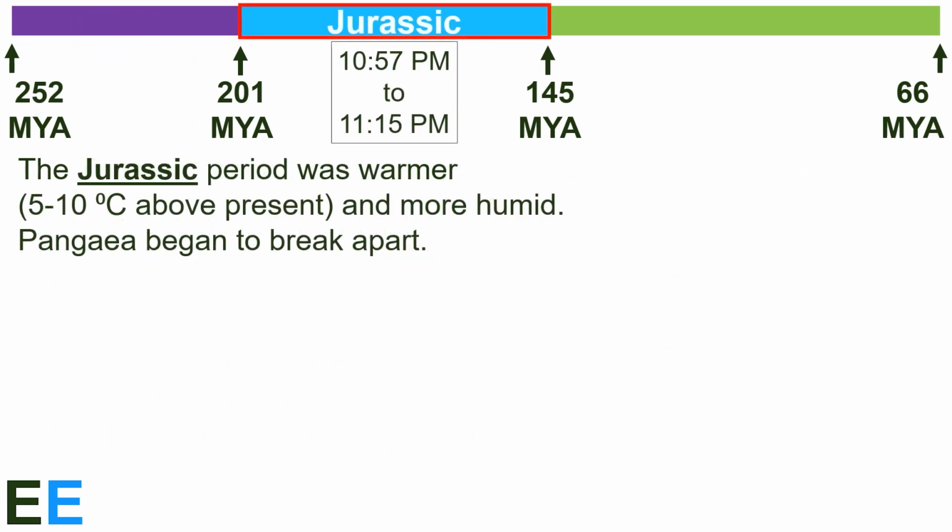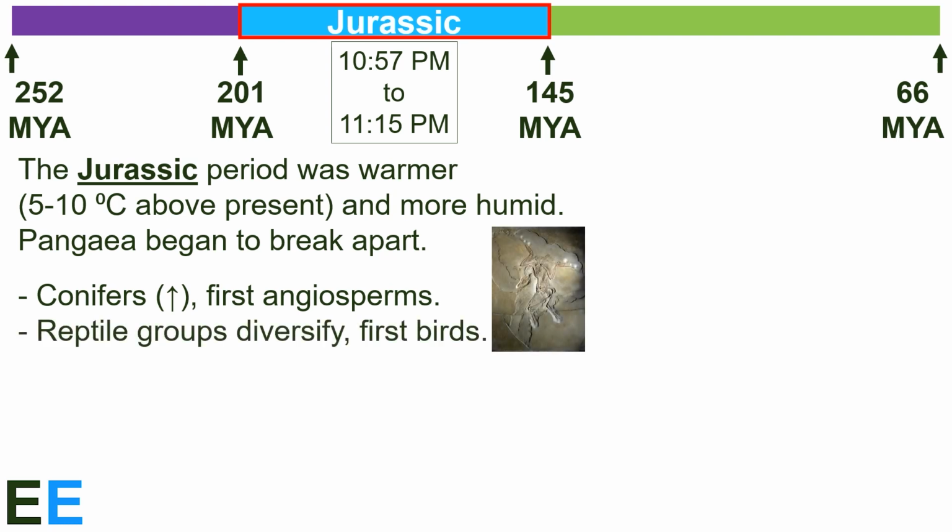The Jurassic period was warmer, about 5 to 10 degrees Celsius above the present, and more humid than today. At this point, Pangaea began to break apart into the pieces that would become the land masses we're familiar with today. On land, conifers diversify and spread widely, but we also see the first angiosperms, which will take over later in Earth's history. On land, the reptile groups diversify, and we see the first birds evolving from archosaurian dinosaurs.